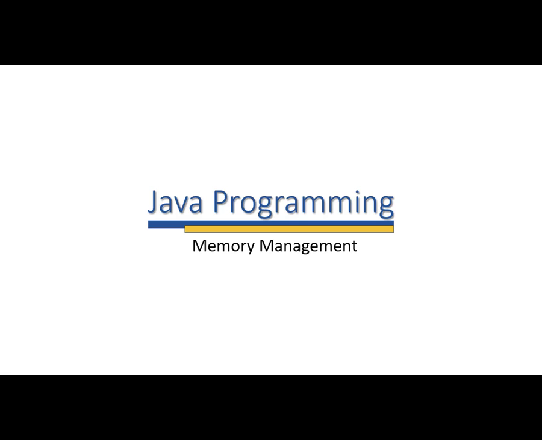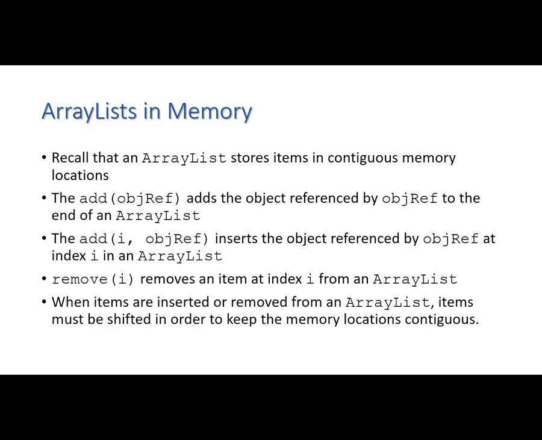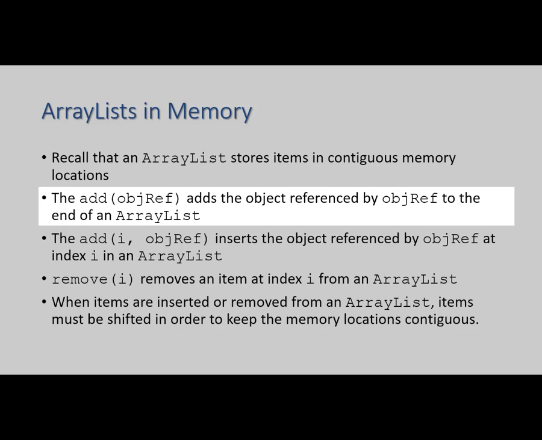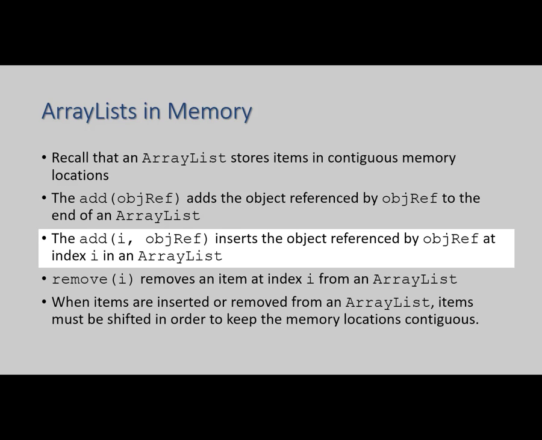This video covers concepts dealing with memory management. Recall that an array list stores items in contiguous memory locations. The ArrayList add method, when called with a single argument, adds the argument object to the end of an array list. The ArrayList add method with two arguments inserts into the list at the index passed in as the first argument the object that is passed in as the second argument.